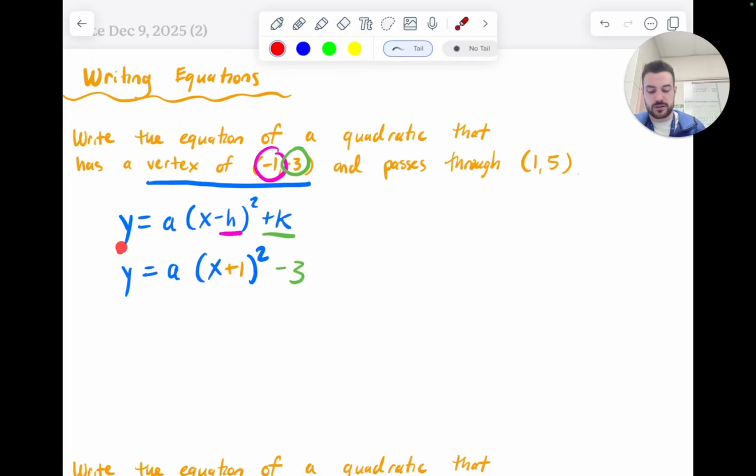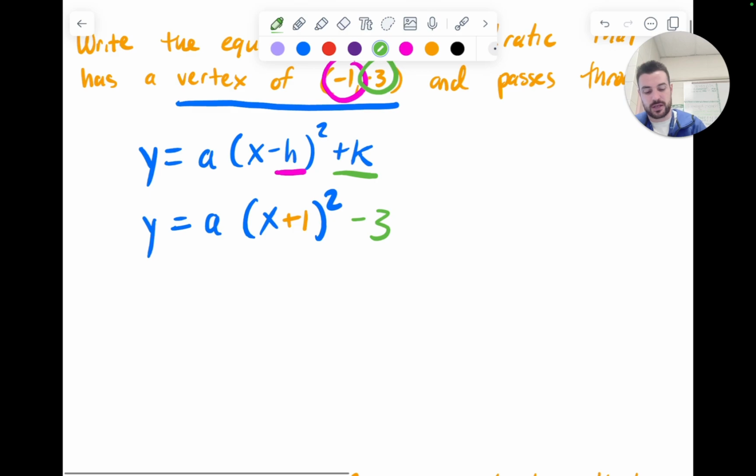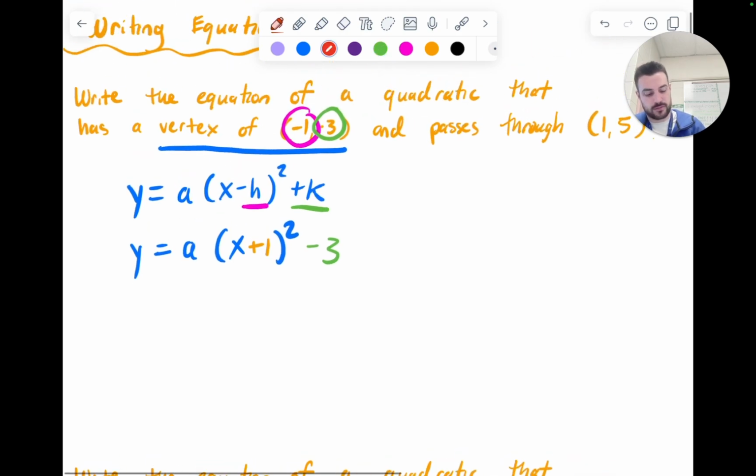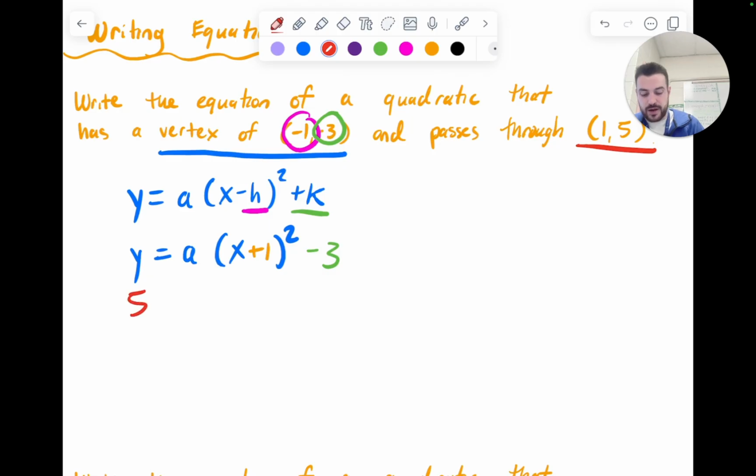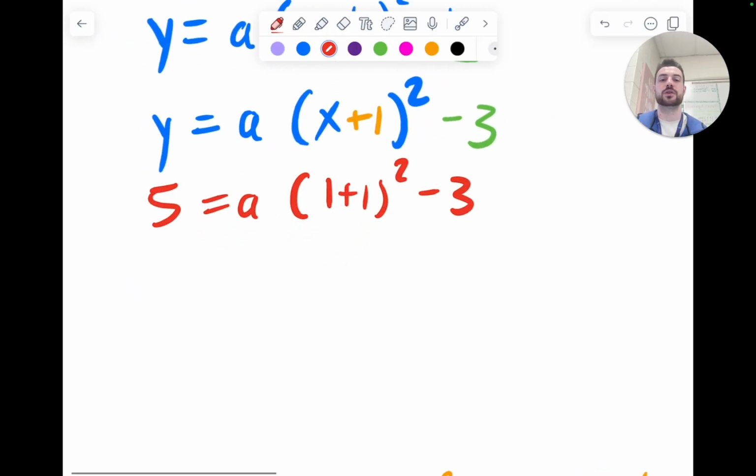I'm going to need to solve this equation to find a, but I can't do it right now because there is a y value I don't know, an a value I don't know, and an x. But using the point that I'm given, I can plug these values in. And what happens there is 5 equals a times 1 plus 1 squared minus 3. As you can see, the only variable I have left is a, so I can now solve for it.